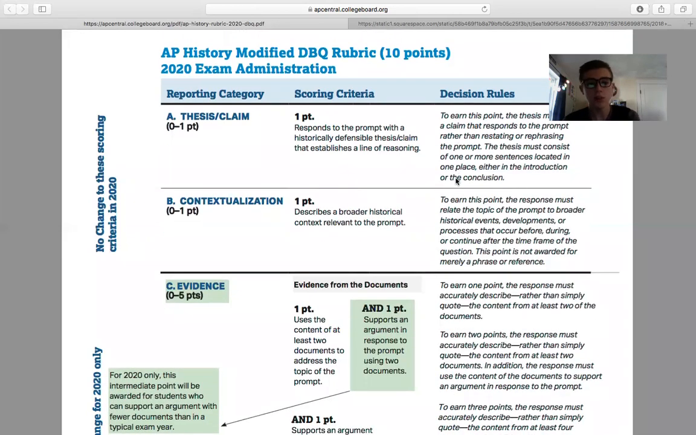Contextualization, this is providing more of a broad historical context to your prompt. To do this, you're really just going to get some more historical events and developments in there. It could be anything, something that's occurring during the time period, before or after, as long as it relates to the claim that you just made.